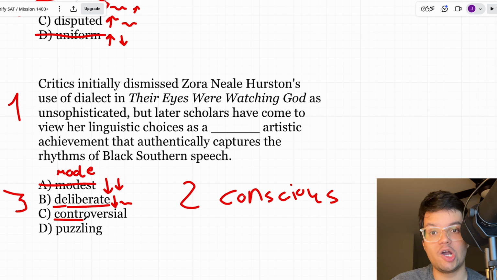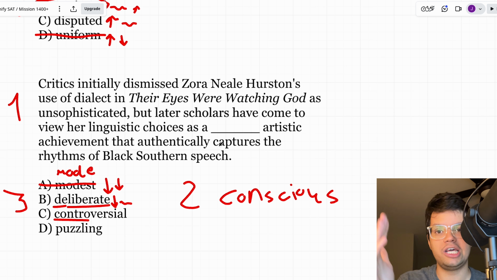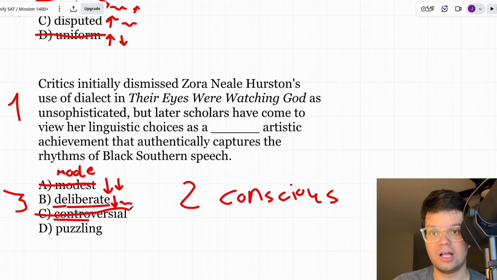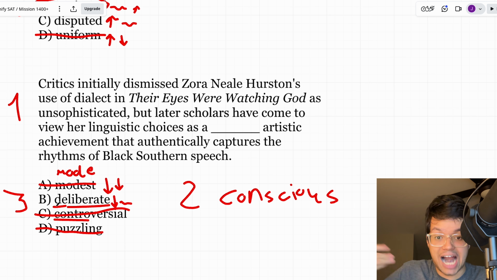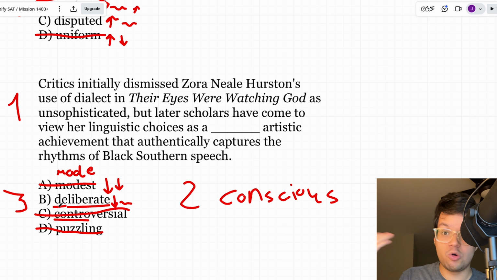Controversial: contro, I know that definitely means something like against. You probably also know the word controversial essentially means people backlash to something. So I don't think that's what they're saying. We're trying to say something good here, so not something against anything. Probably not right. Then finally, puzzling. You probably know what puzzling means, confusing, weird. I think it's not really confusing or weird in this one, so that would not be the case. So deliberate, even though we're not entirely sure what that word means, out of what we know about the etymology and what we're able to figure out, it definitely has the best shot out of the choices we're given.